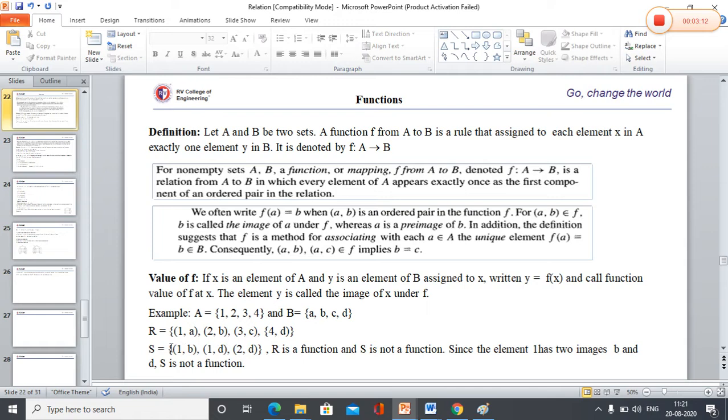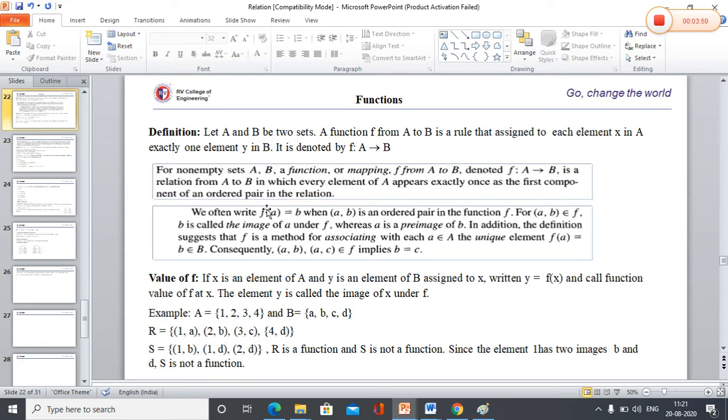Now, if I say S, so in S I have (1,b), (1,d), and (2,d), right? So for each element of A, meaning 1, 2, 3, and 4, I have to check. See, 1 is appearing twice here, right? In this ordered pair I have 1, and in the second one also I have 1. So 1 is appearing more than once, twice it is appearing. So that means it is not a function. So according to this definition, I can conclude R is a function, S is not a function. If we see this definition, it will be more clear.